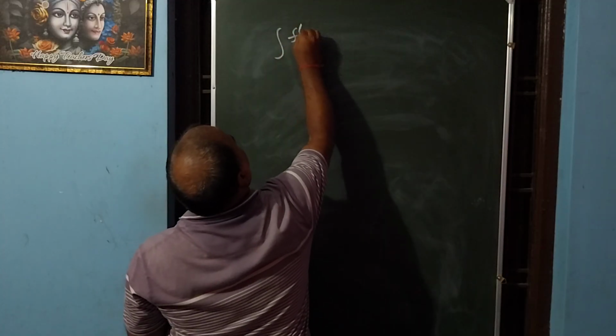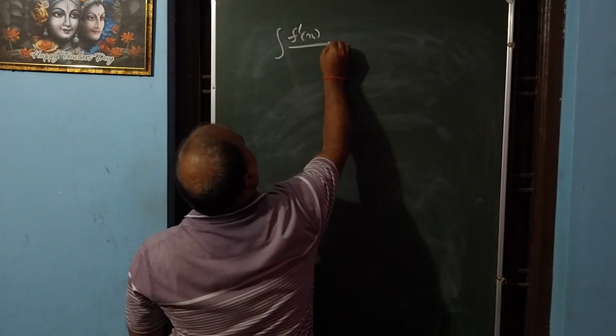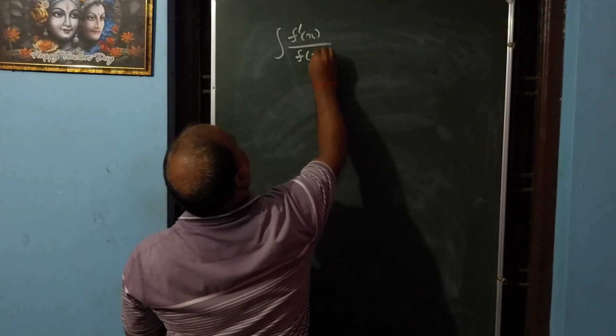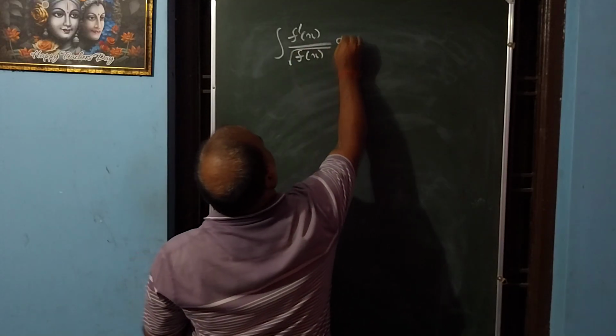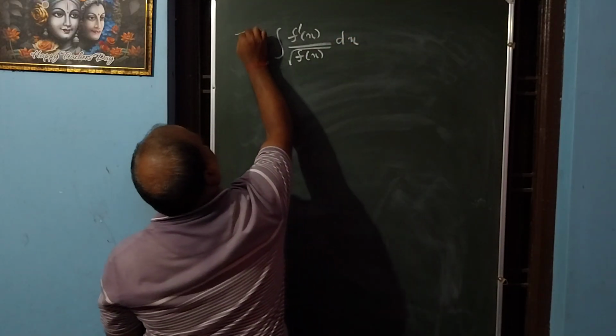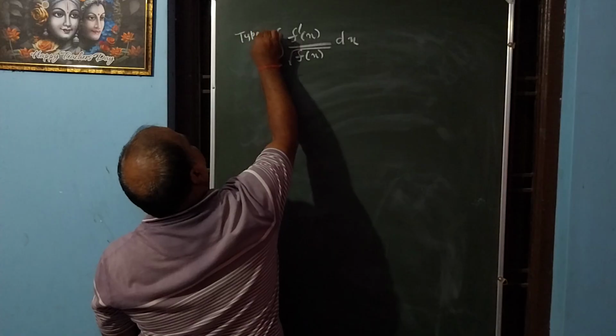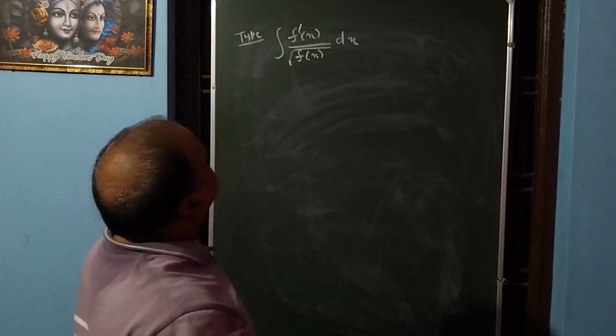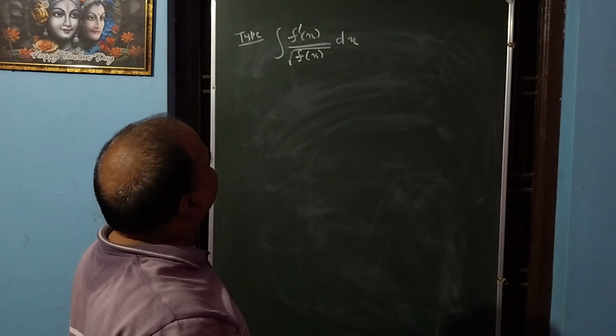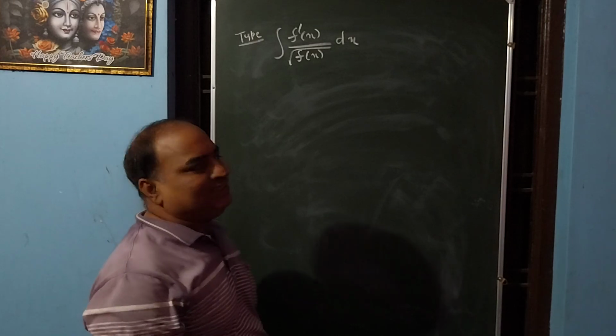f dash x divided by root over f x dx. This is one type, remember. This is one type: f dash x divided by root over of f x dx.